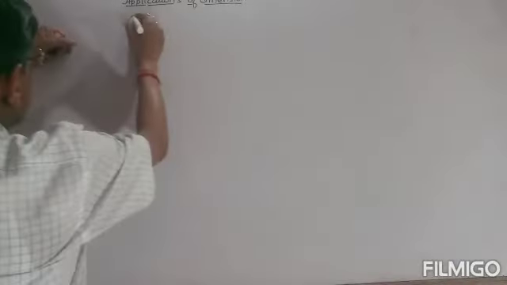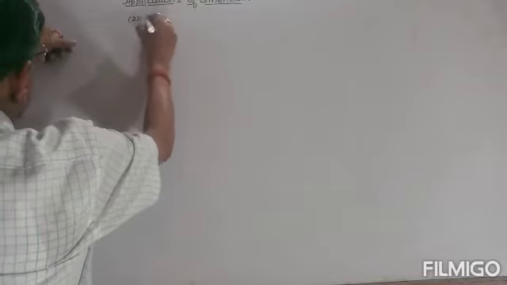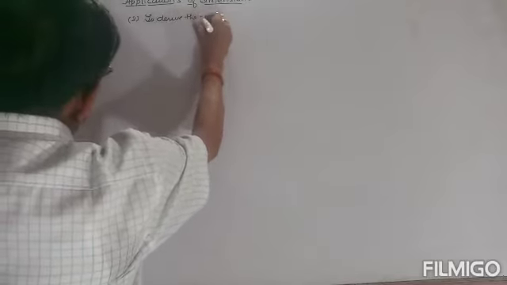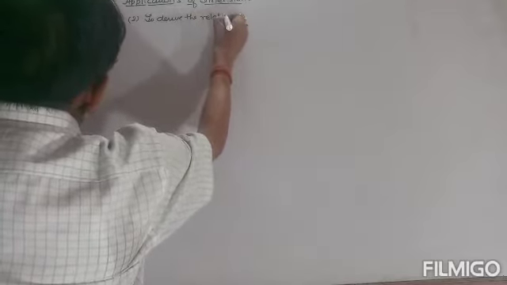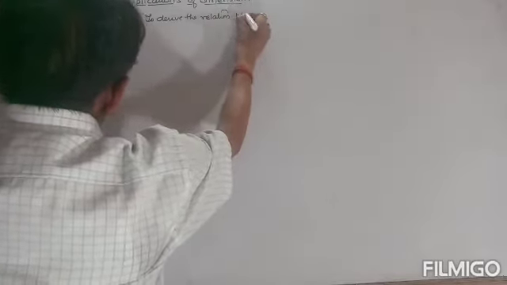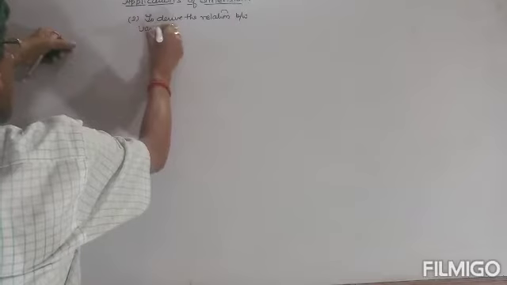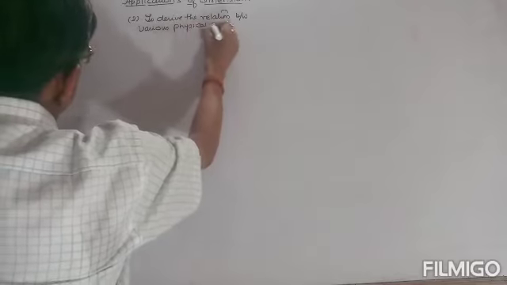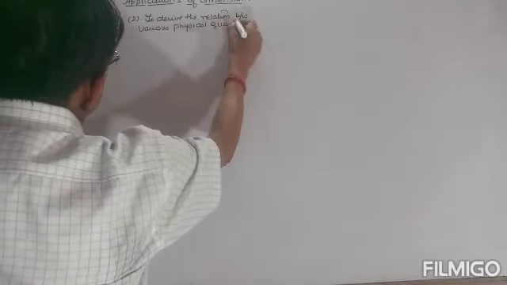Method of dimension, we can derive the relation between various physical quantities by method of dimension. We can derive the relation between various physical quantities, but it is the second application of dimension.